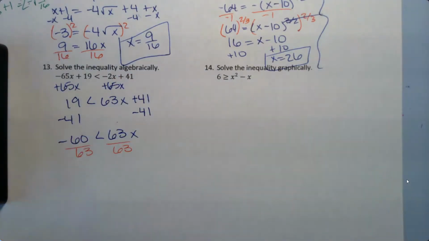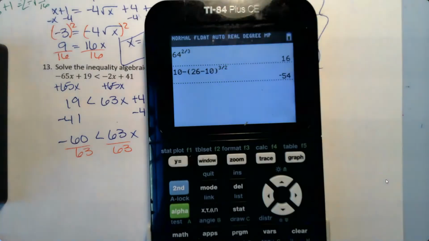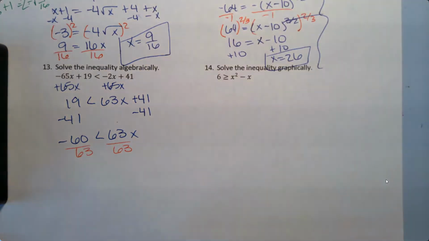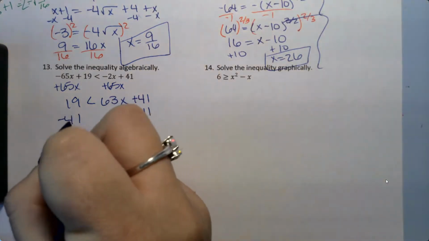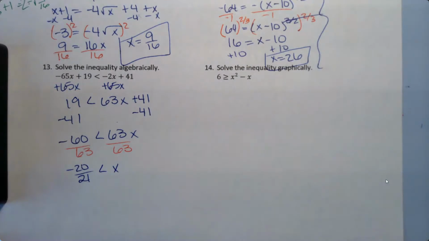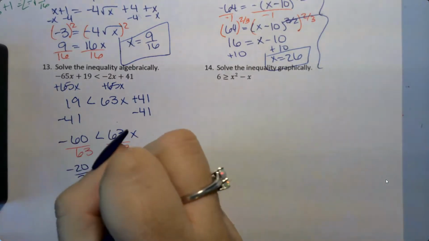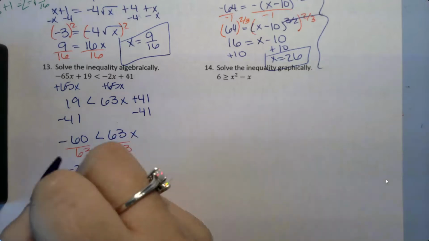I want to then divide both sides by 63. This one I'm going to simplify on the calculator. So I have negative 60 divided by 63. If I go math, fraction, enter, it simplifies it for me, which is negative 20 over 21 is less than x. Typically we write the x out front, so I'm going to flip it. x is greater than negative 20 over 21.